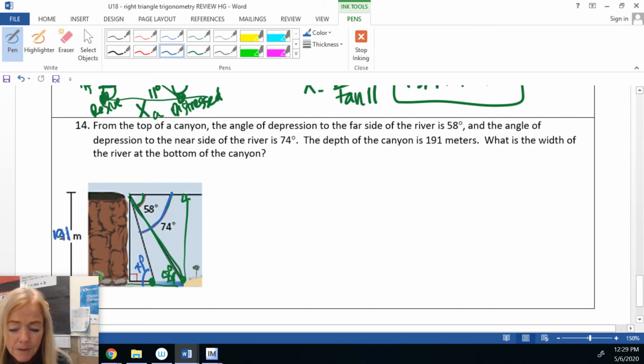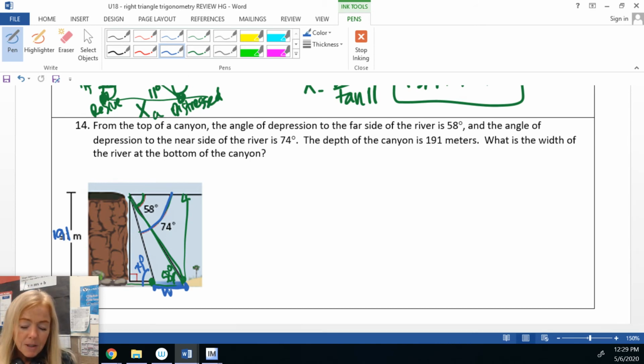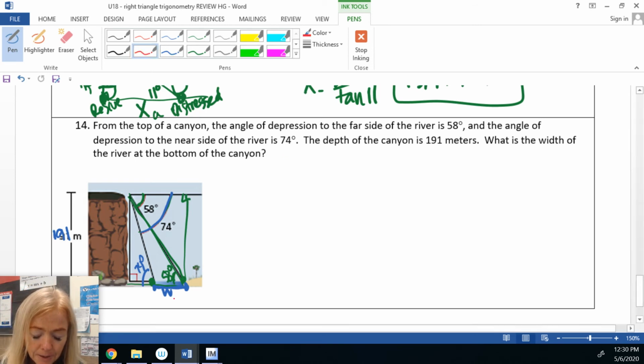What is the width of the river at the bottom of the canyon? So we want to know this width that goes from there to there. What is that width of the river? Before you traverse down the canyoneering down, can you get across that river? And you want to figure out first before you go all the way down. So we have two triangles there. Sometimes it might be helpful to draw them out, but I just want to write in red here.